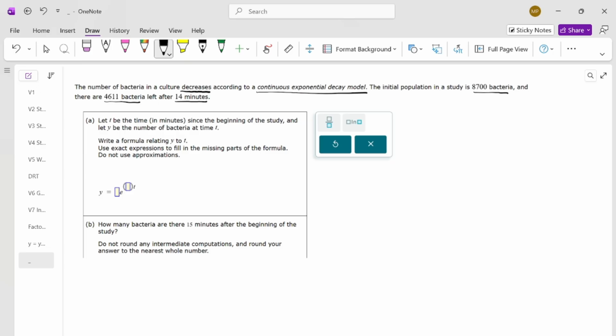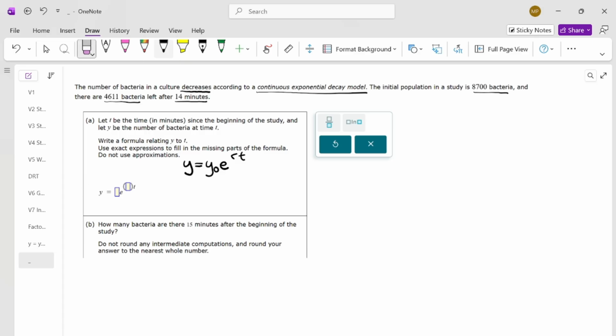So the continuous exponential decay model that we are going to look at is here, and they filled in some pieces for us, but essentially we have y equals y sub 0 times e to the power of r times t, where y is our final amount, y sub 0 is our initial amount, times e, and then all raised to r, which is our rate, and t, which is our time.